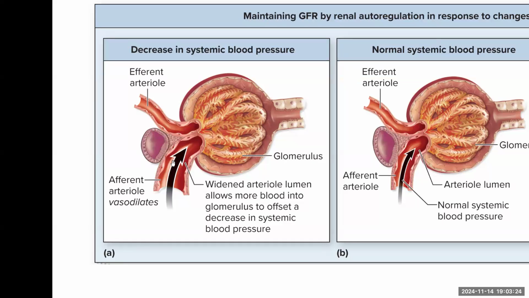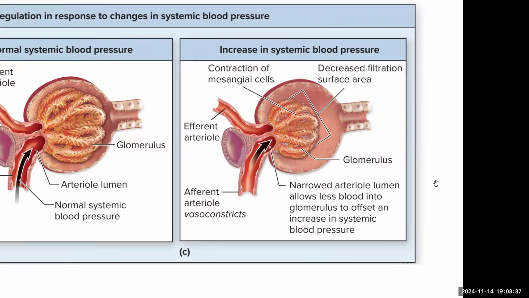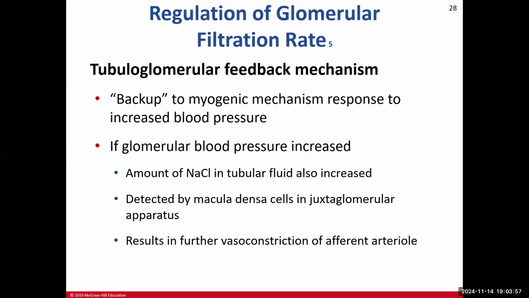Well, we've got to fix that. We can't have less blood coming in. So we just vasodilate this blood vessel, which allows more blood to come in. And then over here, we have an increase in blood pressure. So you get a quick surge of increased blood flow, right? So then we're going to cause vasoconstriction to decrease that back to its normal amount, so we can maintain that glomerular filtration rate. 180 liters. All right, so that's the myogenic response.